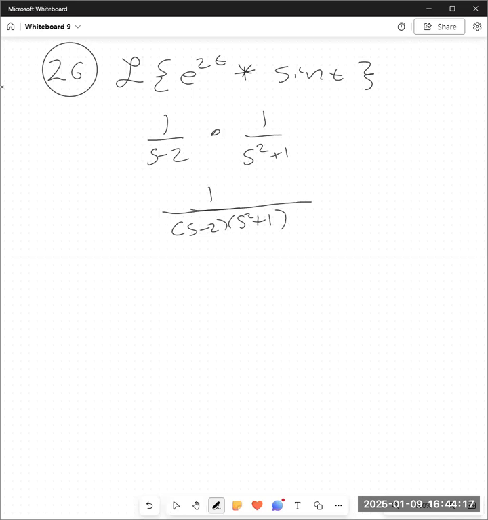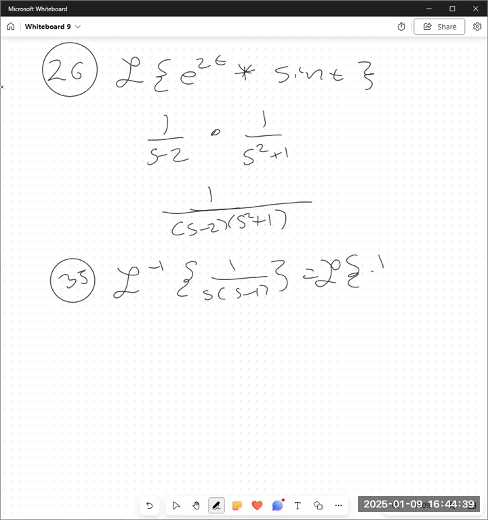Let's go the other way and do an inverse Laplace transform now. Skip down to 35. Inverse Laplace transform of 1 over s times s minus 1. It's going to be the inverse Laplace transform of 1 over s times 1 over s minus 1. It's going to be 1 convolution e to the t.